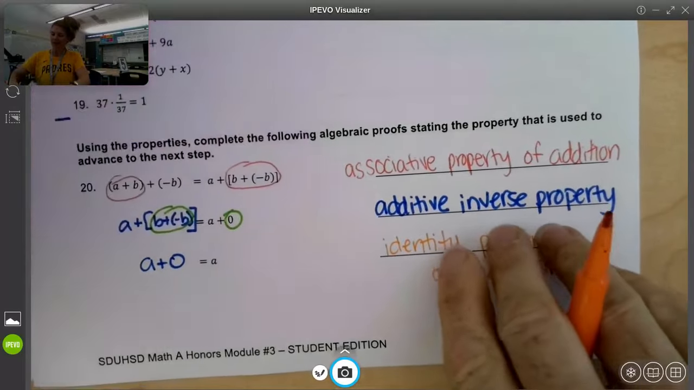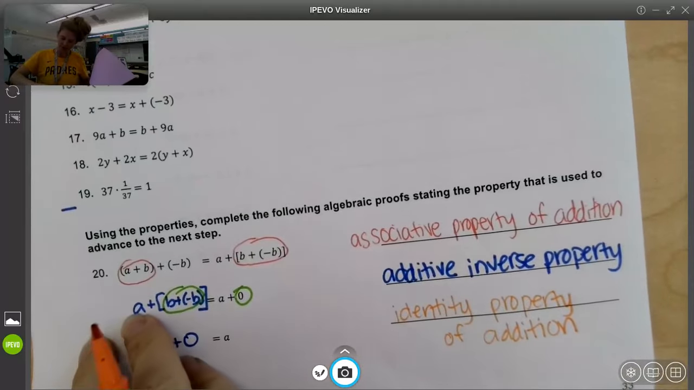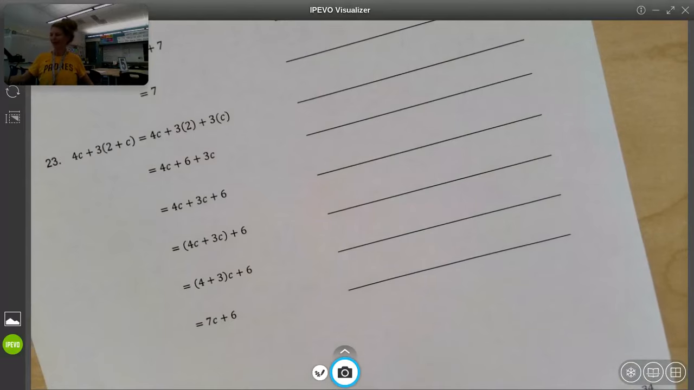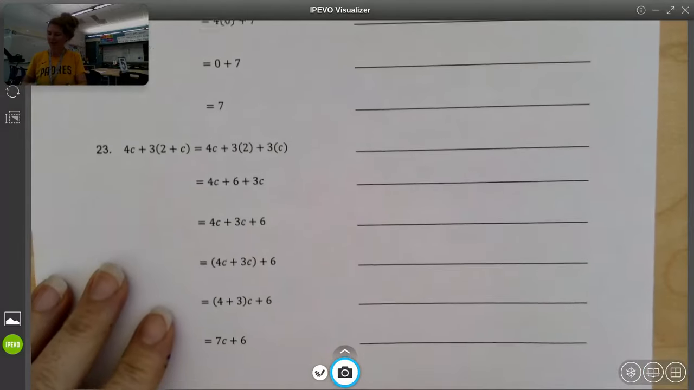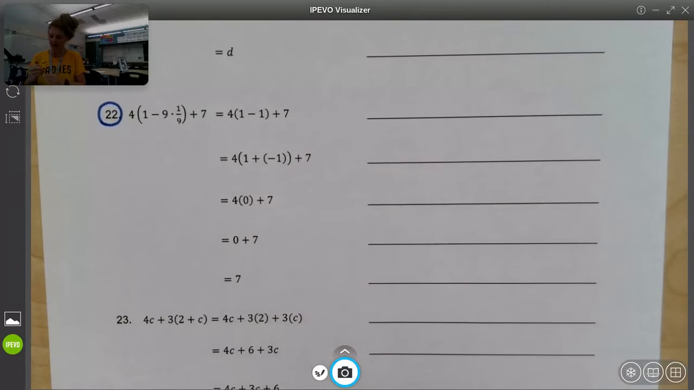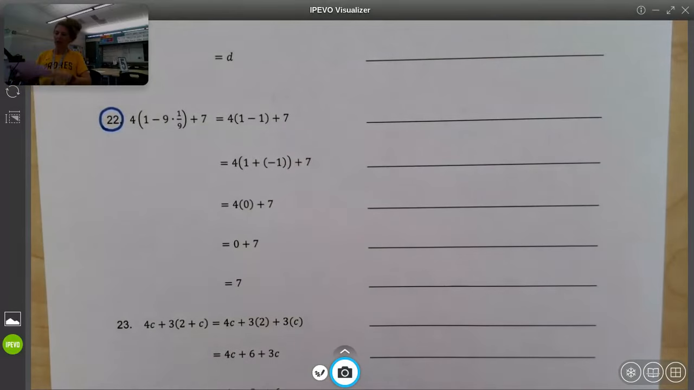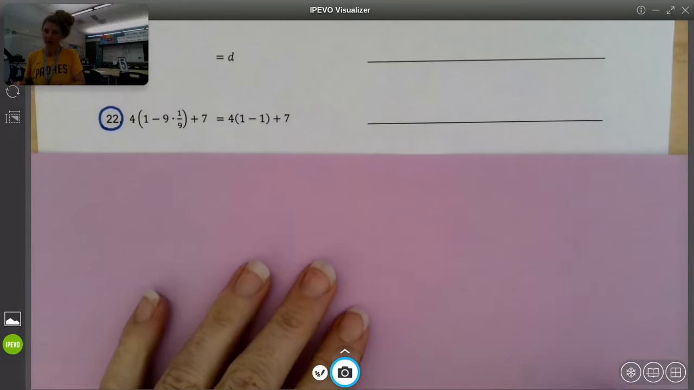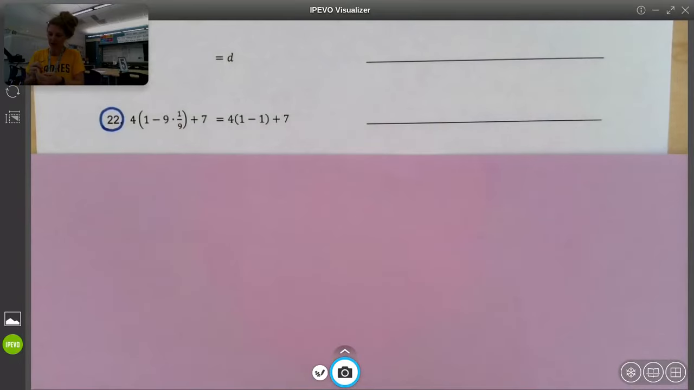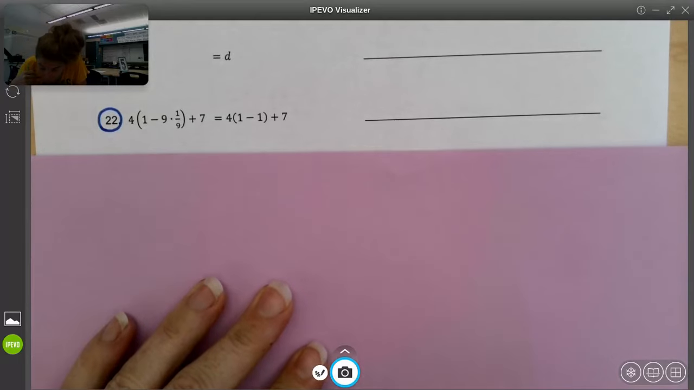Great job, mini mathematicians. We're almost there. Let's look at the next page. I'm going to do number 22 with you, and then you're going to do 21 and 23 on your own, and we'll come back and check it together. Okay, so again, we're going to ignore everything else on this problem and just look from here to here. And we're going to investigate, and we're going to think, what happened? What changed?